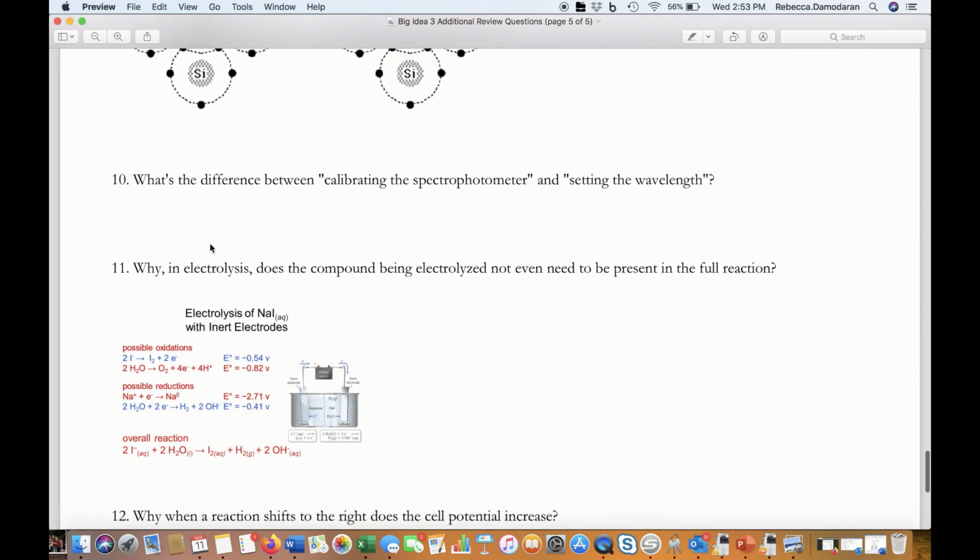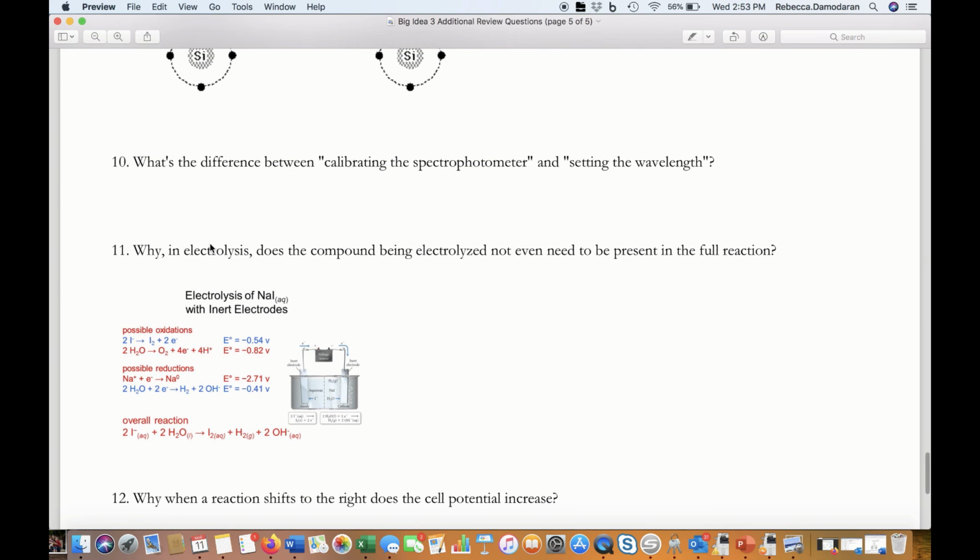What's the difference between calibrating the spectrophotometer and setting the wavelength? There's really no difference. So calibrating a spectrophotometer, you literally push a button and say calibrate. It's like zeroing a scale. When you're setting the wavelength, you set the wavelength to maximize the absorbance. Remember, you want it 1 or below, but that actually gives you the most accurate absorbance reading when you set a wavelength to maximize the amount of absorbance up until 1.